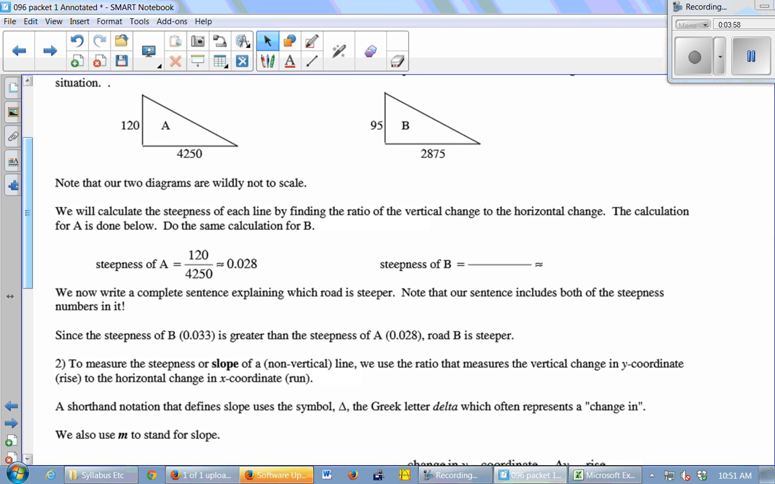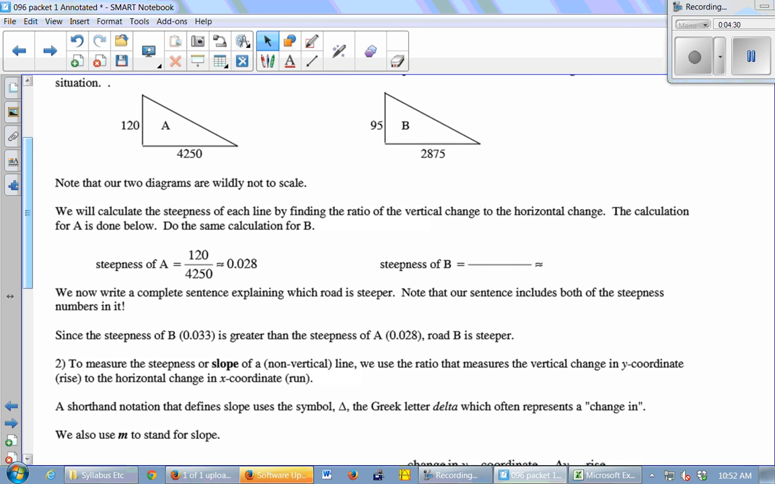You calculate the steepness of a line by looking at a ratio where you compare the vertical change to the horizontal change. So for A, we moved 120 feet vertically. You always put vertical on top, compared to 4,250 feet we moved horizontally, and that comes out to approximately 0.028. This is just a way that we can measure steepness. We compare vertical change to horizontal change in a ratio.